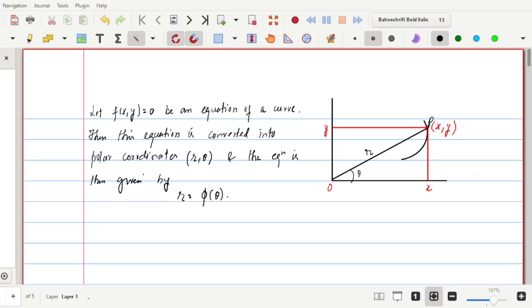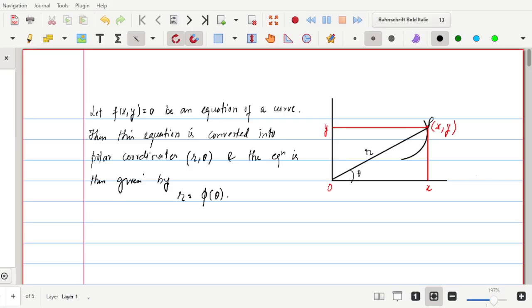So every equation in the Cartesian form can be converted into an equation of the form r = phi(theta), where r is the distance of this point from the origin and theta is the angle that this vector, which we call the radius vector OP, makes with the positive direction of the x-axis.